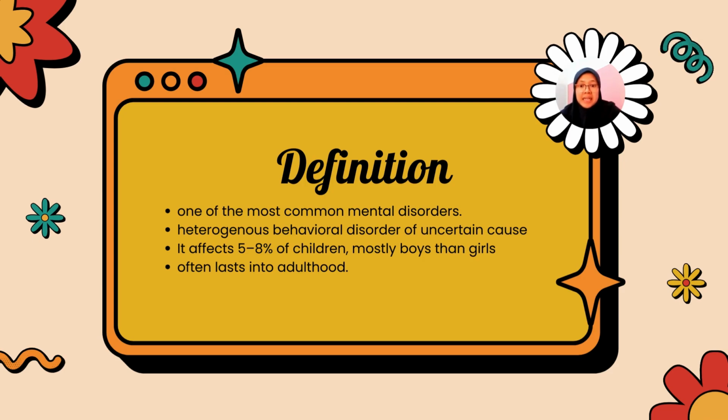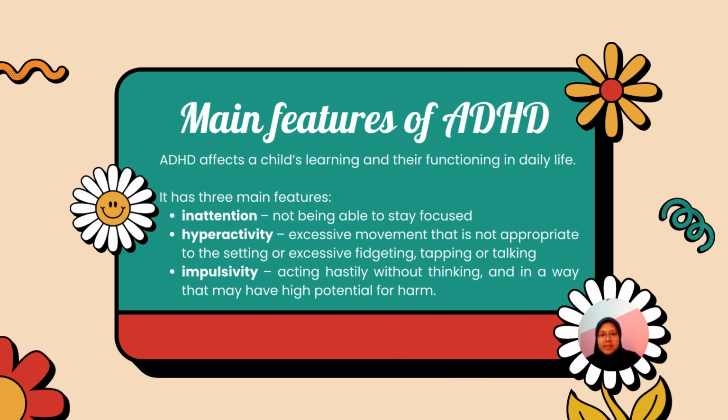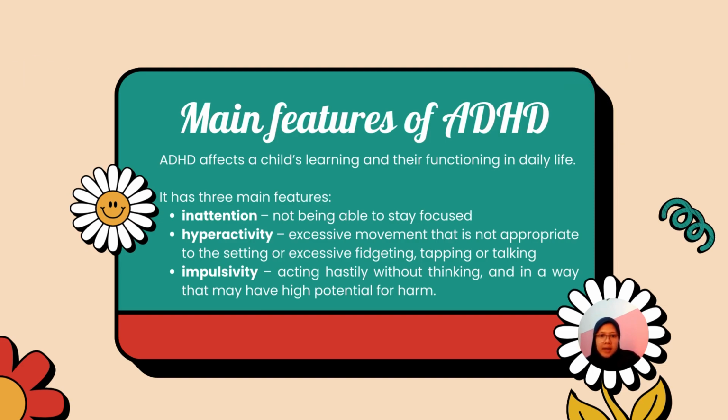ADHD also typically persists through adolescence and for some into adulthood. ADHD will affect a child's learning and their functioning in daily life, where they will exhibit inattention, where they are not able to focus. Secondly, hyperactivity, where they show excessive movement that is not appropriate to the setting, or excessive fidgeting, tapping, or talking. They will also exhibit impulsivity, where they will act hastily without thinking, and in a way they may have high potential for harm to themselves or others.